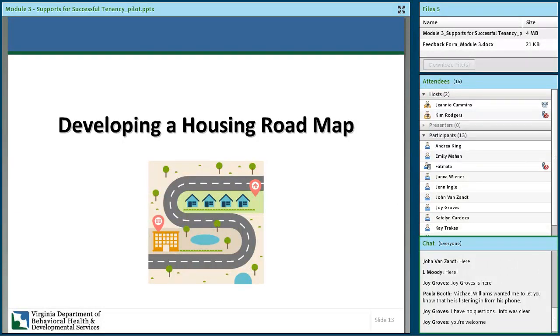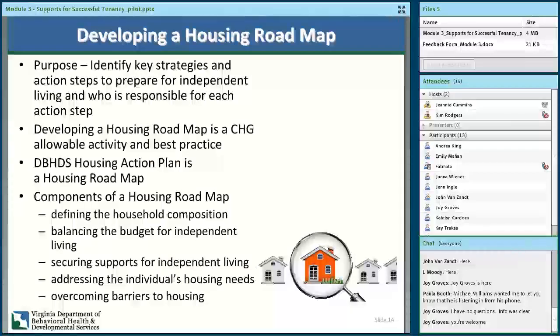All right. In this next section, we're going to review the key steps in developing a housing roadmap. The purpose of a housing roadmap is to help individuals prepare for independent living. The Community Housing Guide uses the information collected from the tenancy screening to develop the roadmap. Please note that Medicaid does not require community housing guides to complete a housing roadmap, but it is considered an allowable activity and a best practice tool.